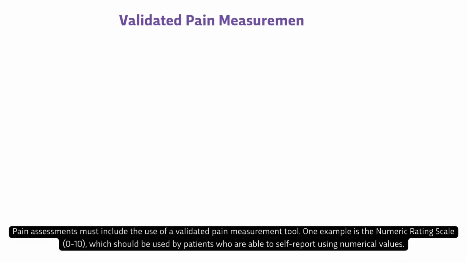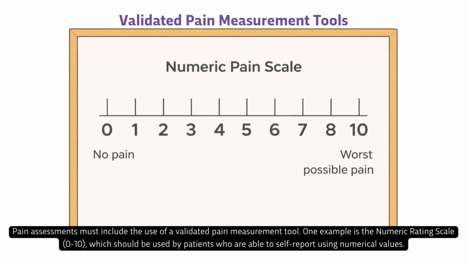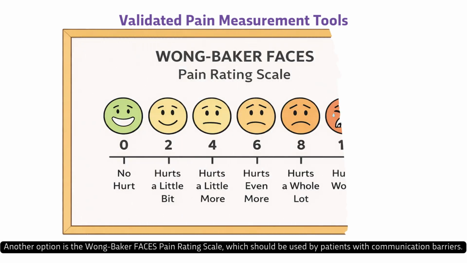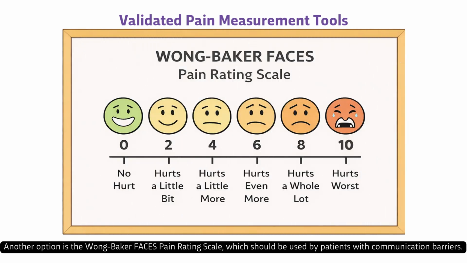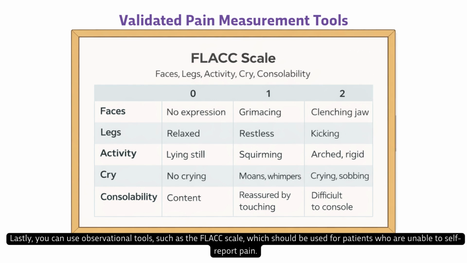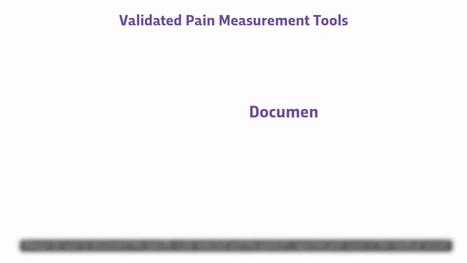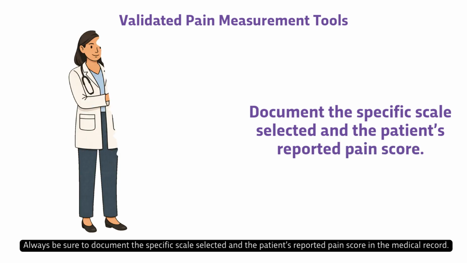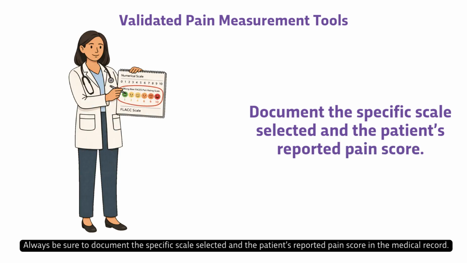Pain assessments must include the use of a validated pain measurement tool. One example is the numeric rating scale, 0 through 10, which should be used by patients who are able to self-report using numerical values. Another option is the Wong-Baker Faces Pain Rating Scale, which should be used by patients with communication barriers. Lastly, you can use observational tools such as the FLAC scale, which should be used for patients who are unable to self-report pain. Always be sure to document the specific scale selected and the patient's reported pain score in the medical record.